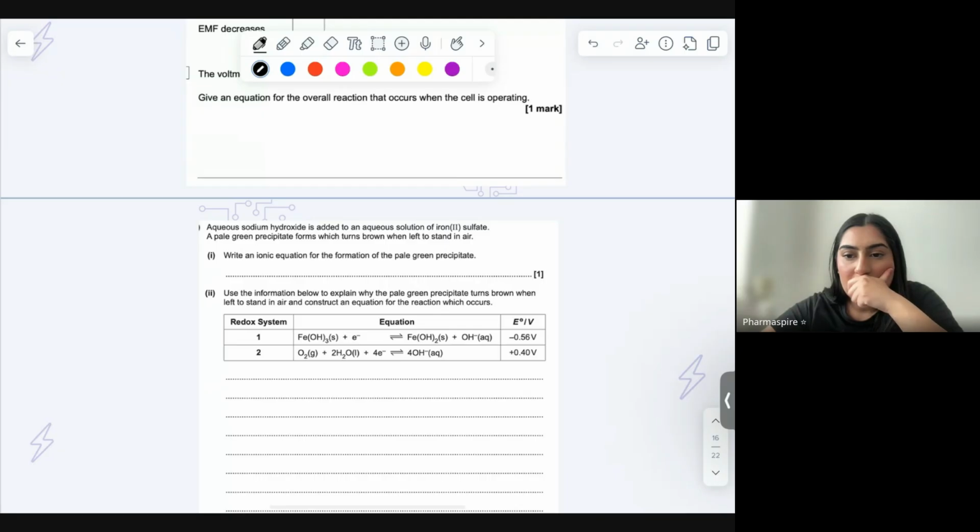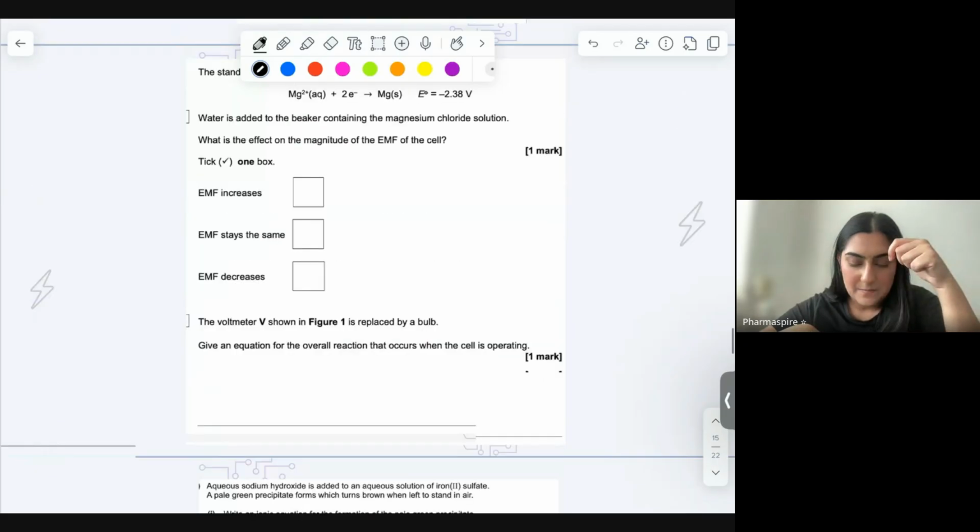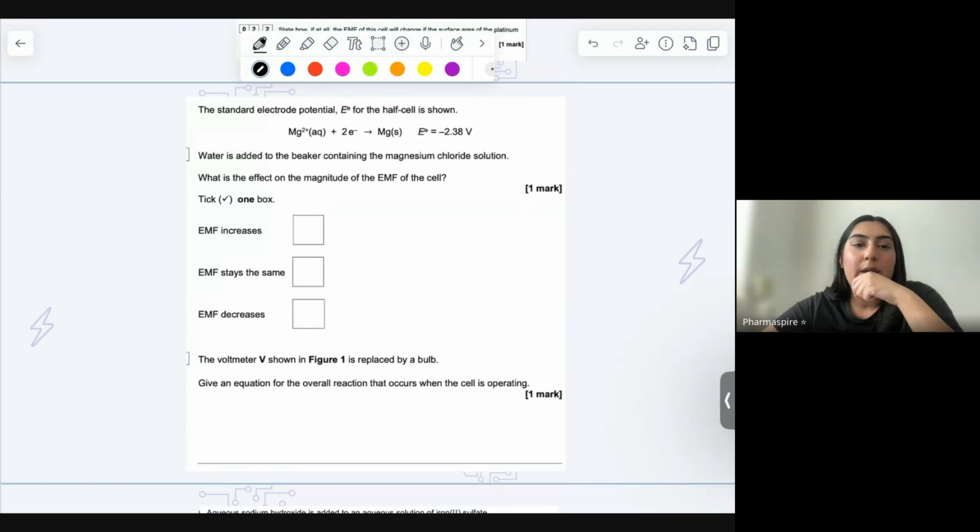So the question below, why does EMF increase? Yeah, let's do this one then. Right, so we've got the standard potential of magnesium. Water is added to a beaker containing the magnesium chloride solution. What is the effect on the magnitude of EMF? Well, let's have a look at what they're saying. If you add water to something, what does that do? Let's say you've got squash. It's going to lower the concentration. It's going to dilute it. So what's going to happen to your concentration of magnesium, Mg2+? Decrease, okay? That's going to decrease.